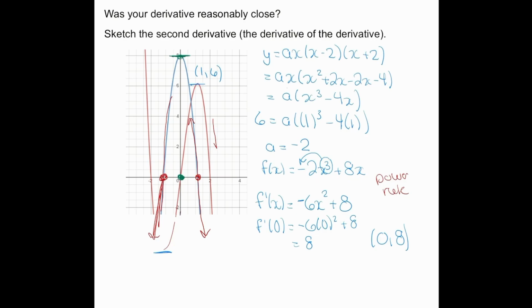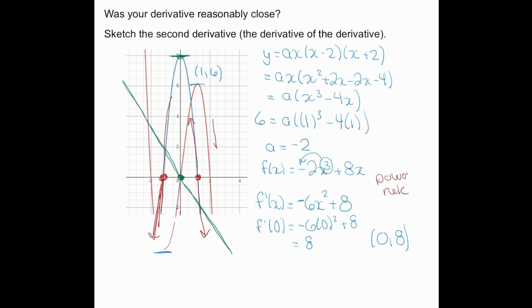Looking at the graph of the derivative now, we can see that the slope is positive, but it is decreasing. And then we have slope going down this way. So the derivative of a quadratic, we know, is a straight line. I'm not going to start over again, I'm just going to keep going.